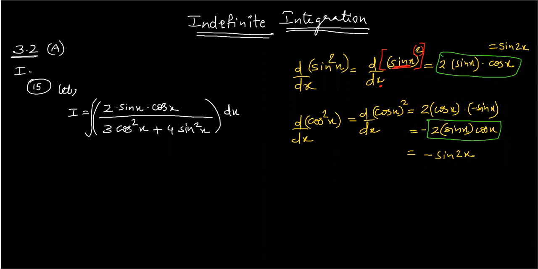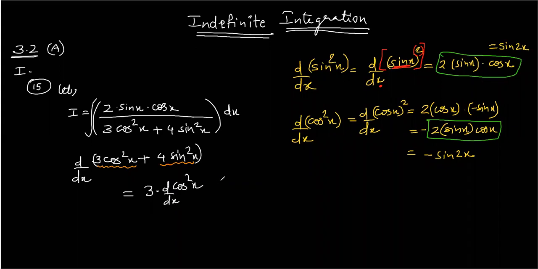Okay. So knowing this, what I do is I differentiate the denominator first. So here I write d by dx of the denominator, d by dx of 3 cos square x plus 4 sine square x. So what do I get? 3 is a constant. So I first differentiate 3 cos square x, and then I will differentiate 4 sine square x. So 3 is a constant, and d by dx of cos square x, plus 4 is a constant, and d by dx of sine square x.